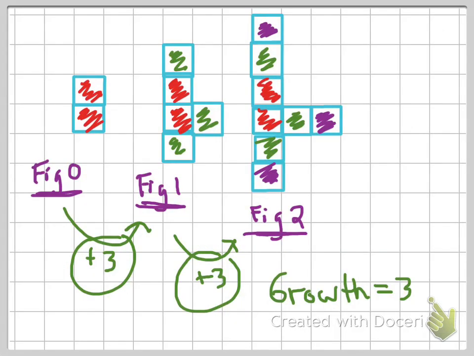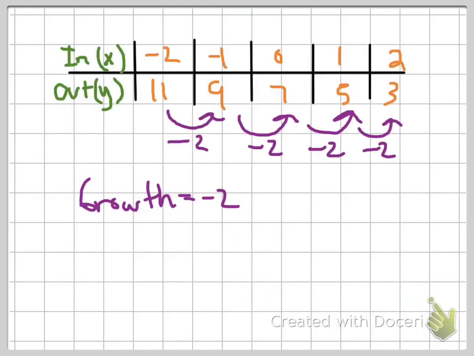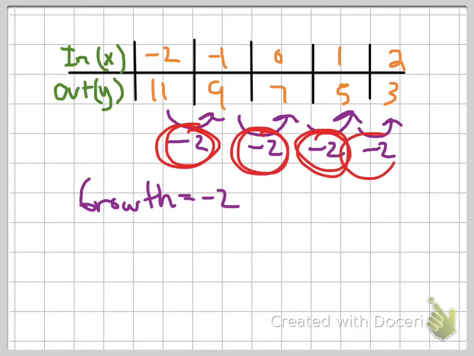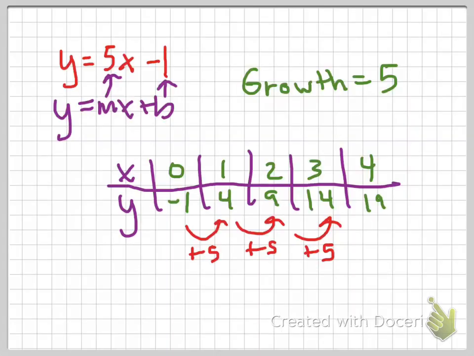So if we're looking at a pattern like we were here, that growth number, which was down here, the +3, has to stay the same. You have to grow 3 tiles each time. Or that growth number in a table, like in this case it was a -2, -2, -2, -2. It's got to be the same every single time. And if it's in a rule, it's a little different in a rule. Usually the growth number is given to you right there in the mx part of the rule.